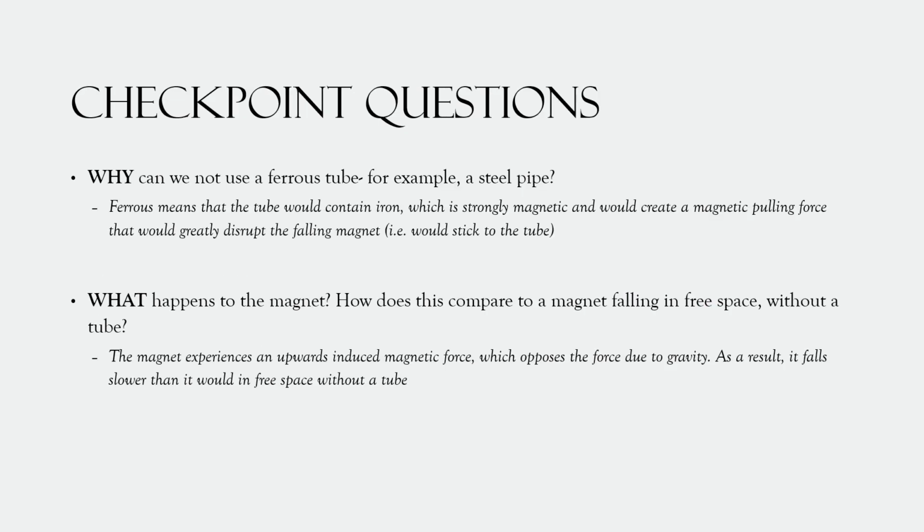Some checkpoint questions we need to examine before we go into the computational model: why can't we use a ferrous tube, for example a steel pipe? Why does it have to be aluminum foil or copper? A ferrous tube contains iron, which is strongly magnetic and would create a magnetic pulling force that would greatly disrupt the falling magnet. Instead of the magnet falling slower, it would just stick to the side of the tube. And what happens to the magnet, compared to a magnet falling in free space without a tube? The magnet experiences an upwards induced magnetic force, which opposes the force due to gravity, and as a result, it falls slower than it would in free space without a tube.